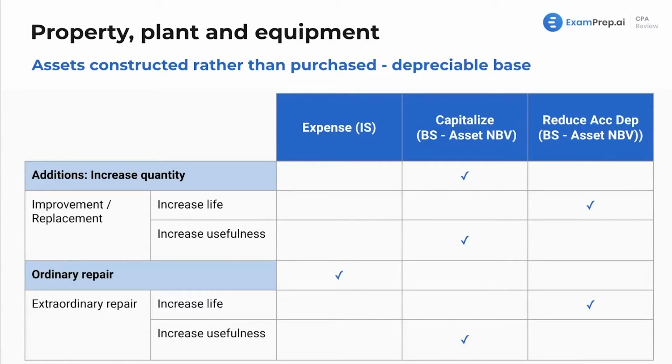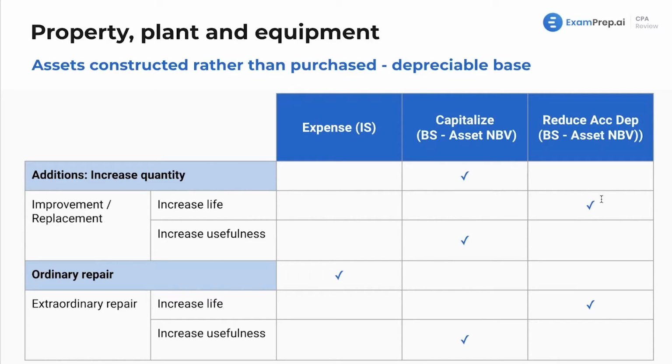Here's a handy little graphic here. Well, all right, do we expense it? Do we capitalize it? Do we reduce accumulated depreciation? What do we do? Does it increase the life, right? Is it an improvement or replacement? Does it increase the life of the asset? Well, then it goes on the balance sheet.